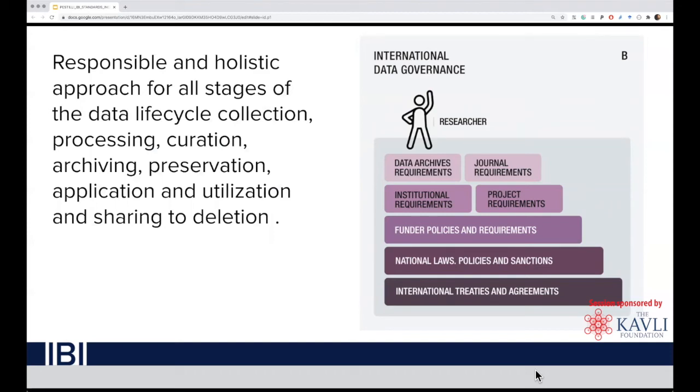What is international data governance? It's a responsible and holistic approach for all stages of the data life cycle. These comprehend collection, processing, curation, archiving, preservation, application, utilization, and sharing all the way to deletion. So IDG, the international data governance, will need to oversee and suggest actions and operations at every level of this.